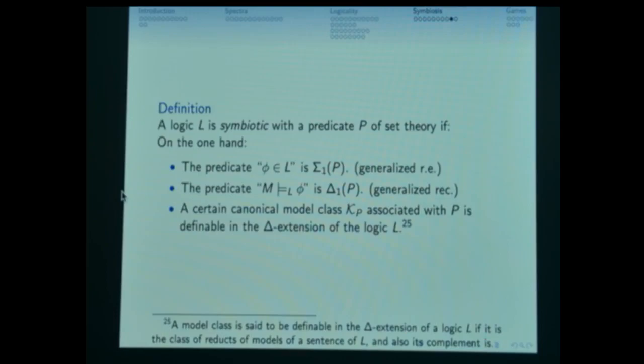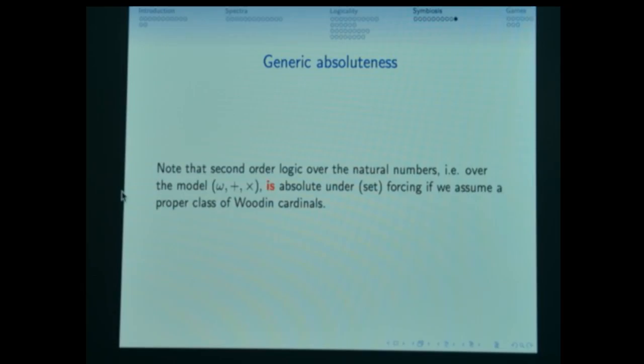Of course, this being a set theory group, in terms of absoluteness, second order logic over the naturals is absolute, is generically absolute. This is because we freeze the theory of L over R.